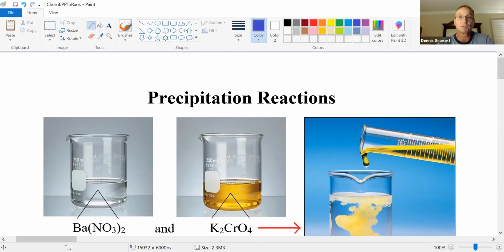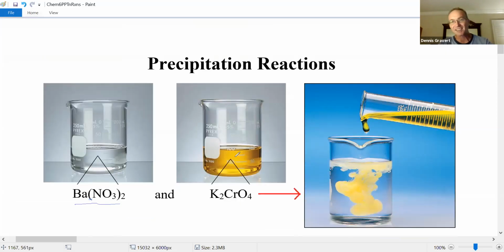It looks like clear liquid. You'd have to do some chemical tests. Actually, the precipitation reaction is a chemical test that can verify that it's not pure water. I'll describe that in a second. And then we have a second solution that has color. So that's a more obvious indicator that it's not pure water. Something else is dissolved in there. And this has potassium chromate in it.